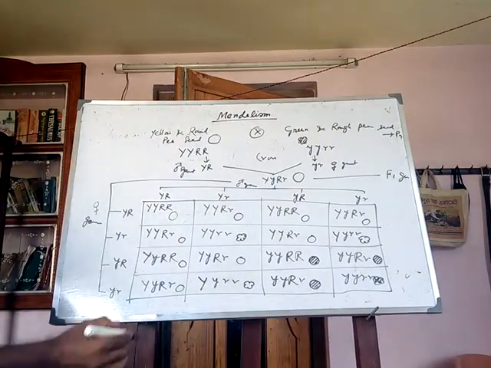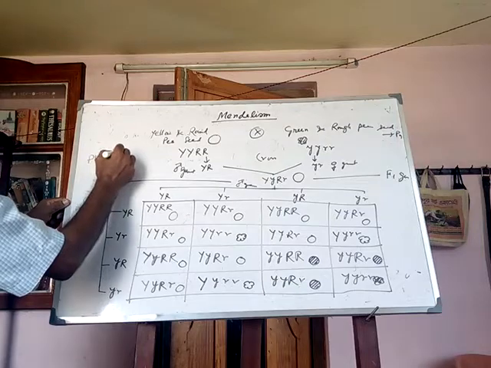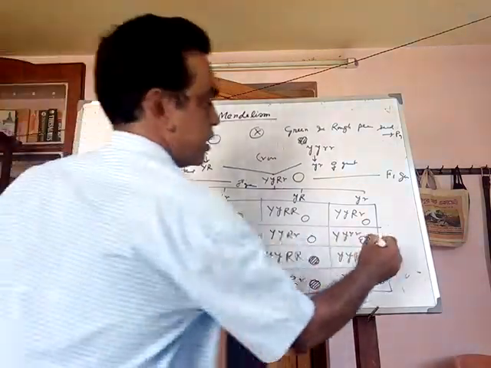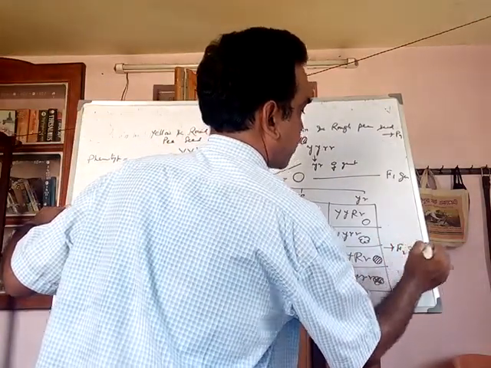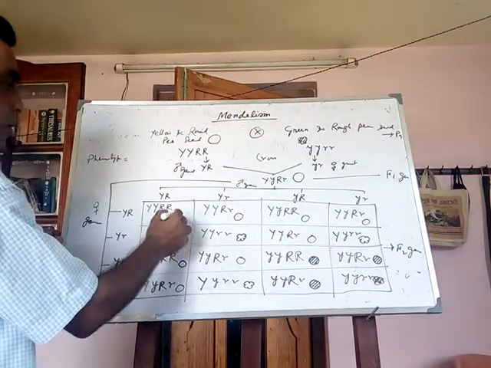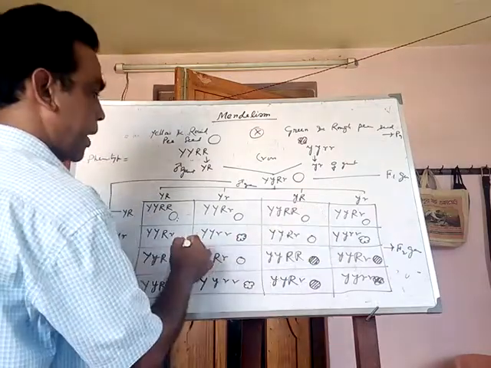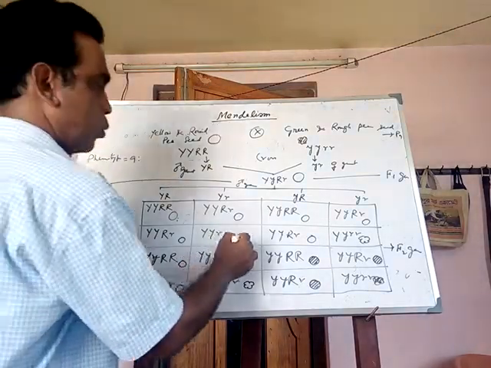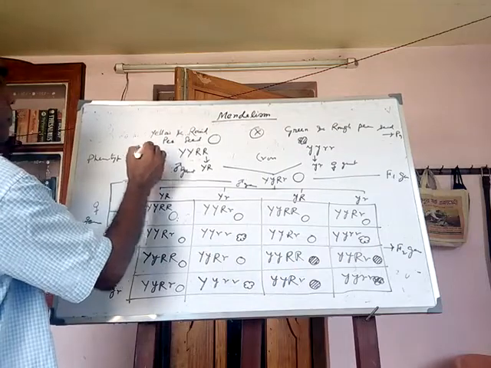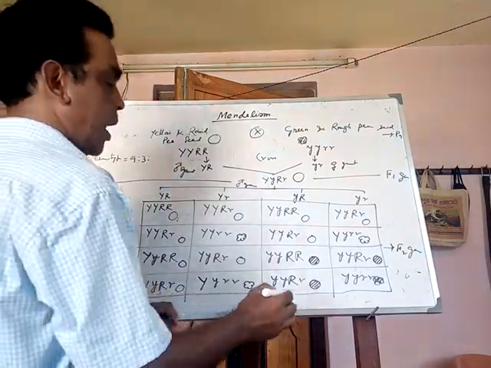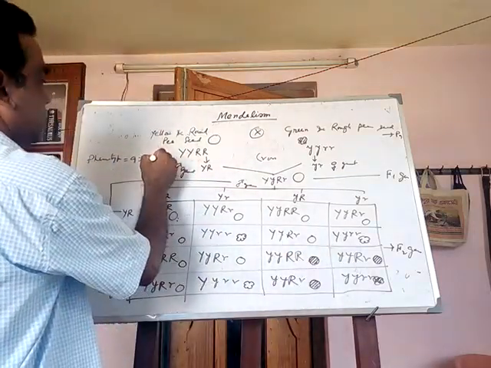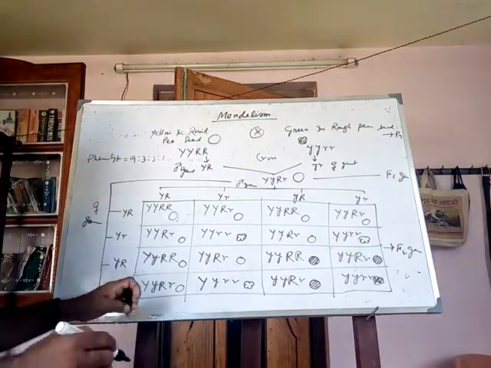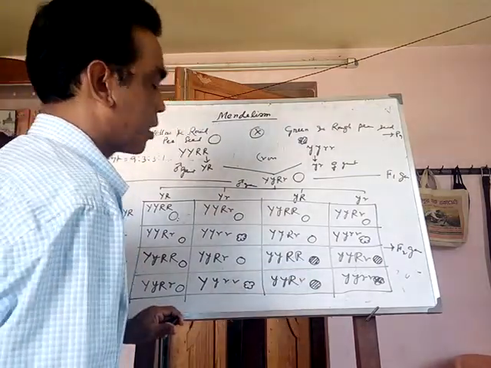So the phenotypic ratio of this experiment, that is the F2 generation, that is 9 yellow rounded, 3 yellow rough, 3 green rounded, and only one type of seed produced for the dihybrid crossing, that is green rough.